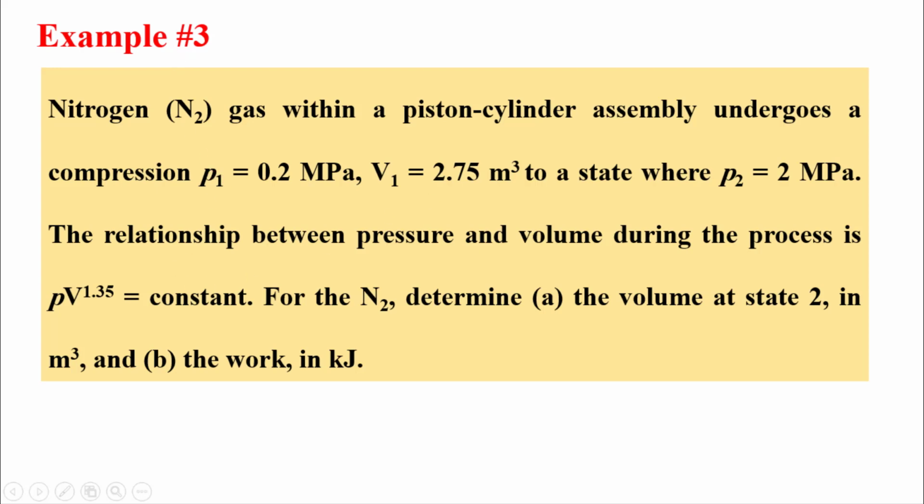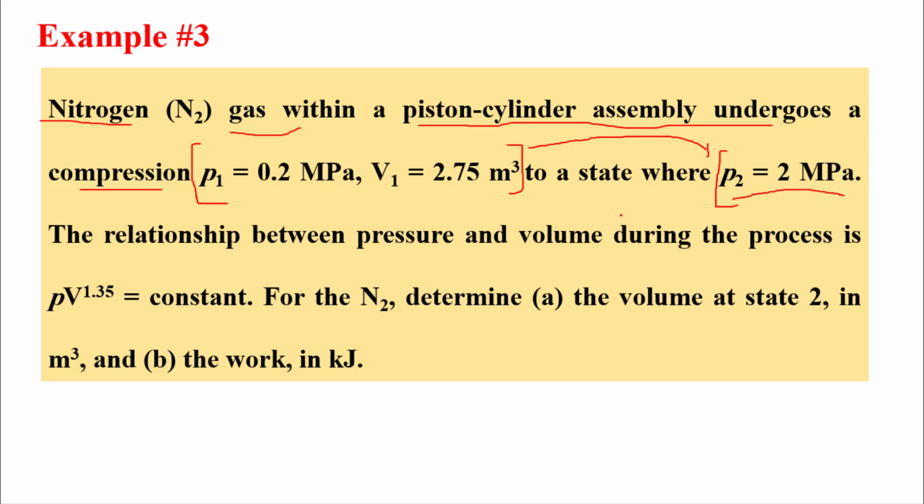In this example, we have nitrogen as a working fluid. Nitrogen gas within a piston cylinder assembly undergoes a compression. Compression means the volume is going to decrease, but the pressure is going to increase. So here, what do we have? We have pressure P1 equal to 0.2 megapascal, V1 equal to 2.75 meter cube at state 1. We are moving from this state and we compress the gas up to P2 equal to 2 megapascal.